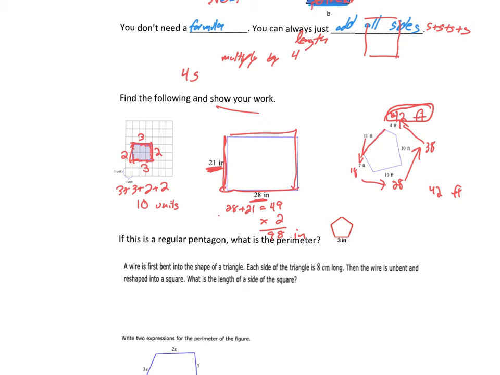All right, the next one here. If this is a regular pentagon here, regular meaning all sides are the same length, what's the perimeter? Well, that's 3 inches, so that's 3 inches, so that's 3, so that's 3, and that's 3. So 3 plus 3 plus 3 plus 3 plus 3, or 3 times 5, is 15, and I need a label, inches.